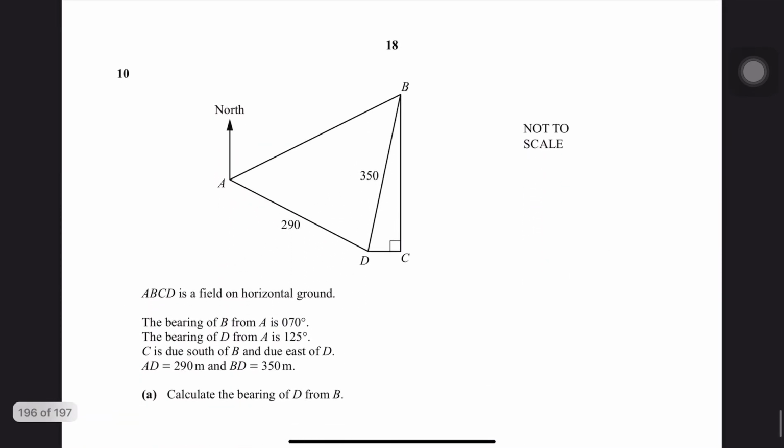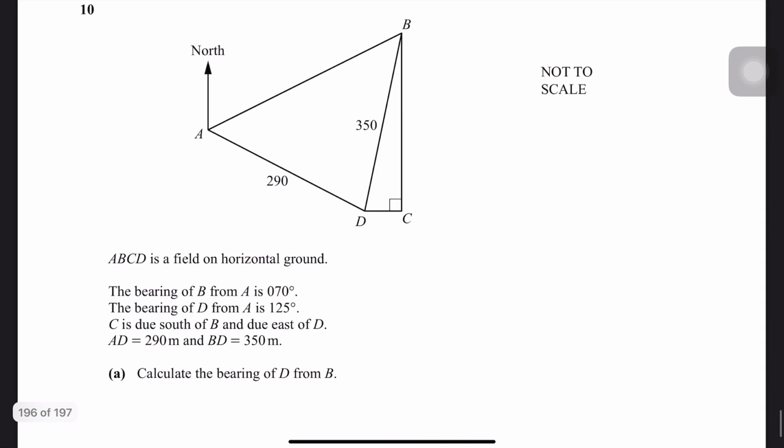Okay. Now this is the last question, on trigonometry. Since ABCD is a field on horizontal ground, the bearing of B from A is 70 degrees. So this is 70. The bearing of D from A is 125. So 125 minus 70 gives me this angle. It's 55. C is due south. B is due north.